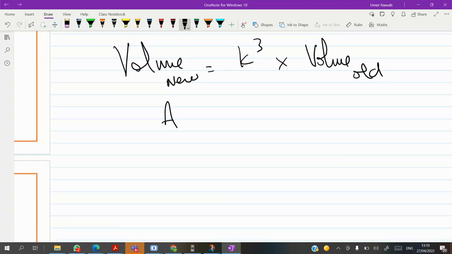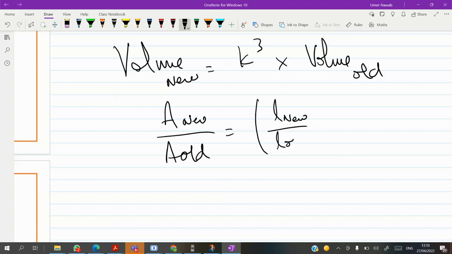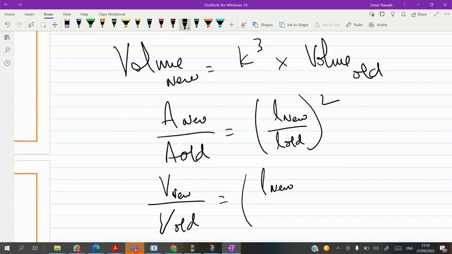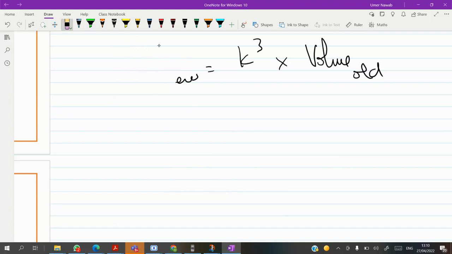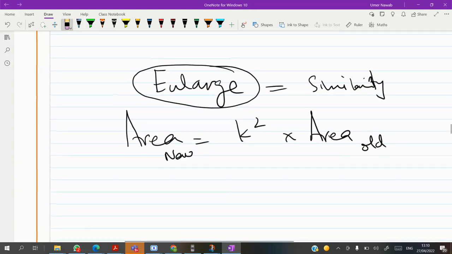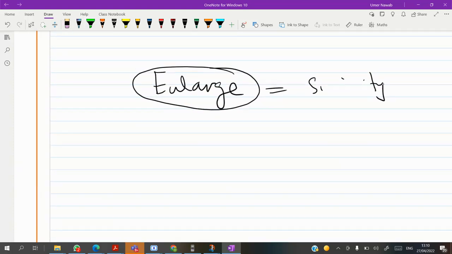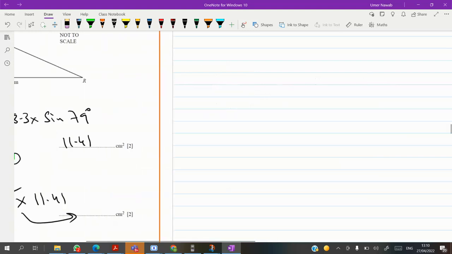In similarity, we were writing area of the new over area of the old is equal to the ratio of the new length to the old length, and we put a square on that. And for volume, the new volume over the old volume is the ratio of new length to old length, to the power of 3. Basically, we have to take the square of the scale factor if you want to compare similar areas, and if you want to compare enlarged volumes, you have to use the cube of the scale factor.